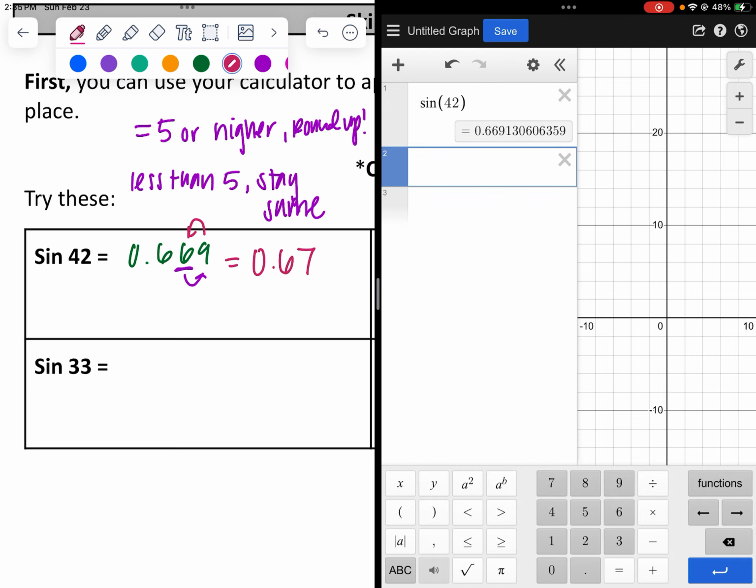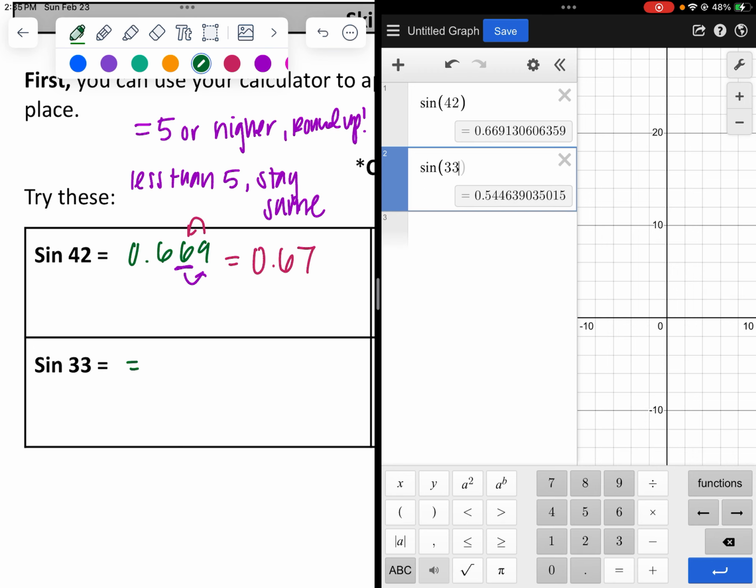Okay, same exact thing. I'm going to do sine of 33. We get a decimal of 0.544. I'm looking at my second number after my decimal, looking at the next number over. It is less than 5, so we do not care about it at all. Our answer is 0.54.